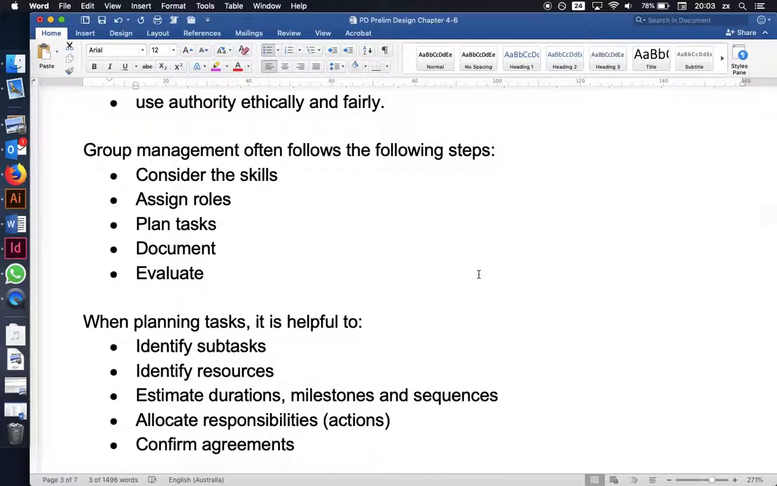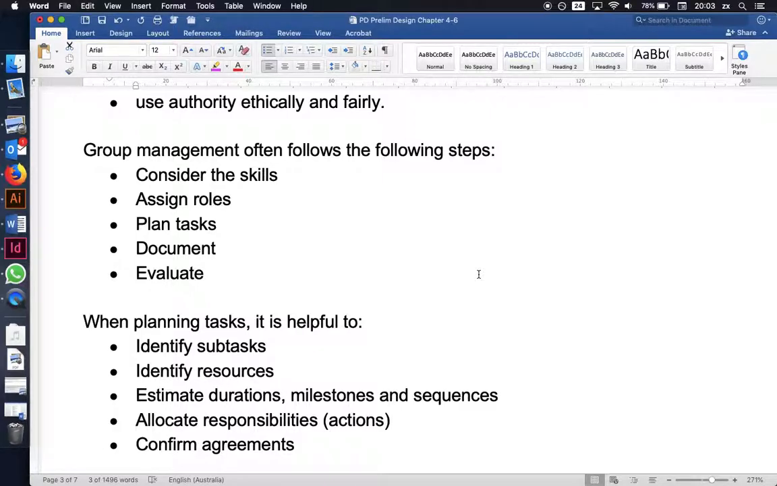Also, in the broader context, it's important that members of the team, my staff, aren't seen as abusing their power in other contexts, say with students or outside of the school, or that they're not misusing resources or acting unethically in other ways. Okay. Group management generally can be considered under 5 steps: we consider skills, we assign roles, we plan tasks, which I'll explain more about, we document, and we evaluate.